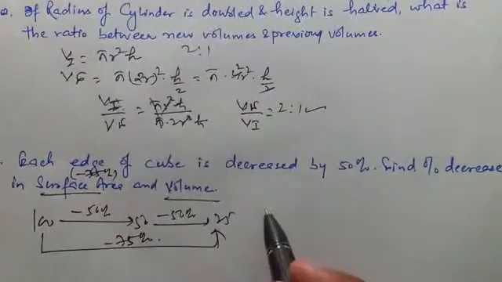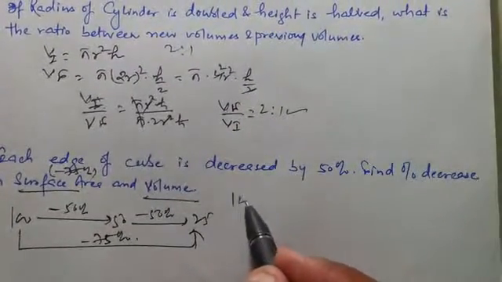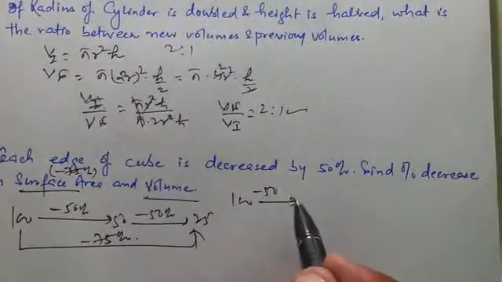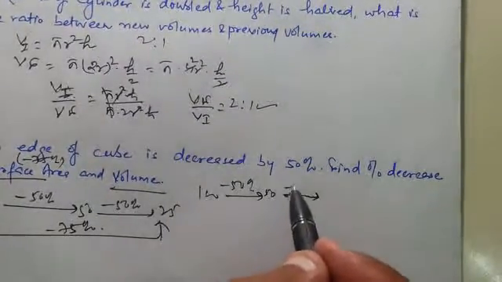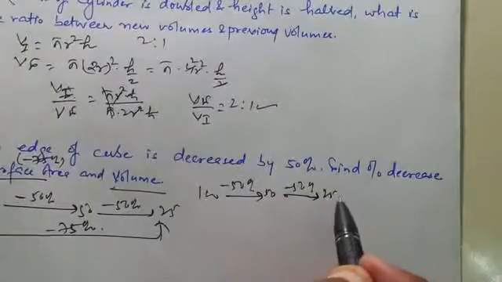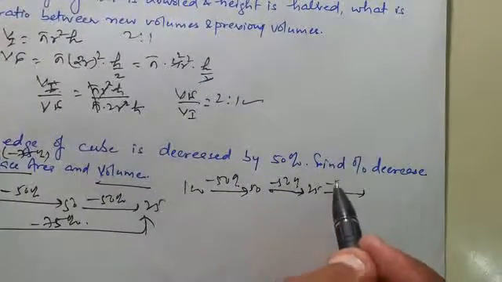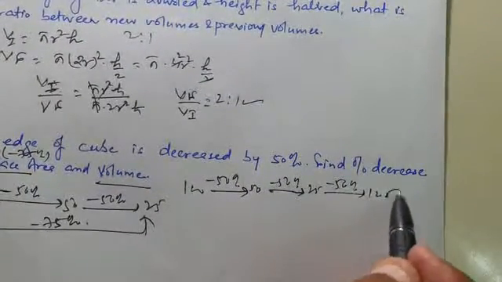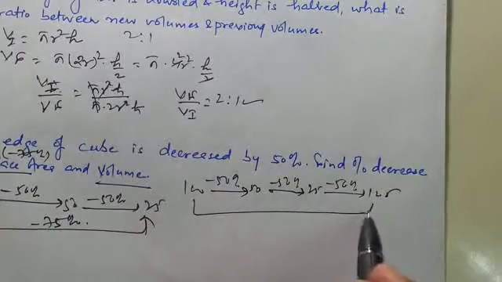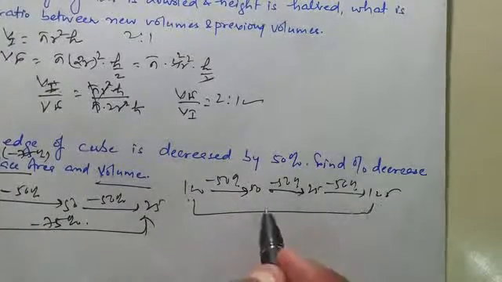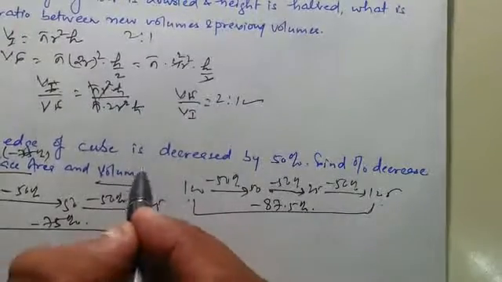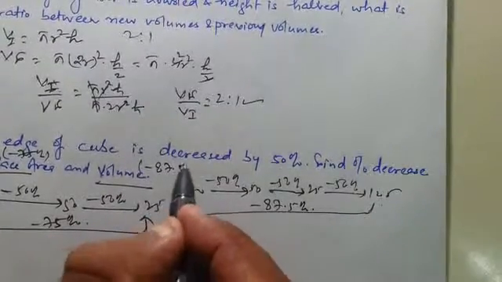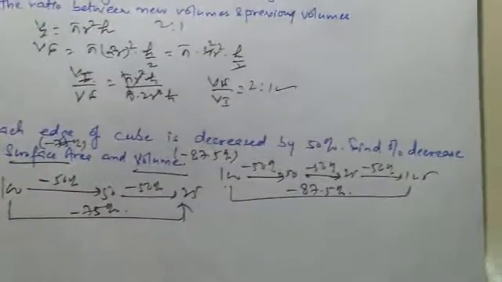Let us see for the volume. In the volume case, first we will decrease the length, that comes to be 50, and now we will decrease the breadth also, it comes to be 25. Then we decrease the height also, it comes to be 12.5. Initially it was 100, now it is 12.5, so it is a decrement of 87.5%. So volume is decreased by 87.5%. This is the answer. That's simple.